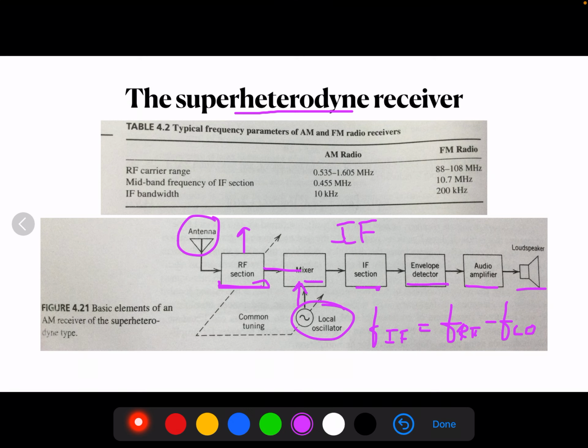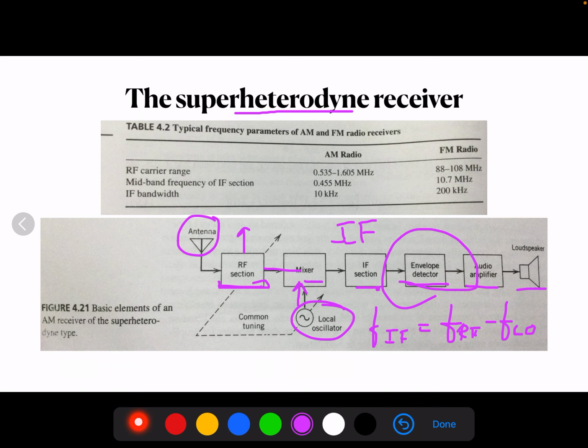LO is the frequency of the local oscillator, RF is the input RF signal, and IF is the intermediate frequency, because the signal is neither at the original input frequency nor at the final baseband frequency. The combination of the mixer and the oscillator forms the first detector, where the first detection operation takes place. The demodulator forms this part, which is the second detector.